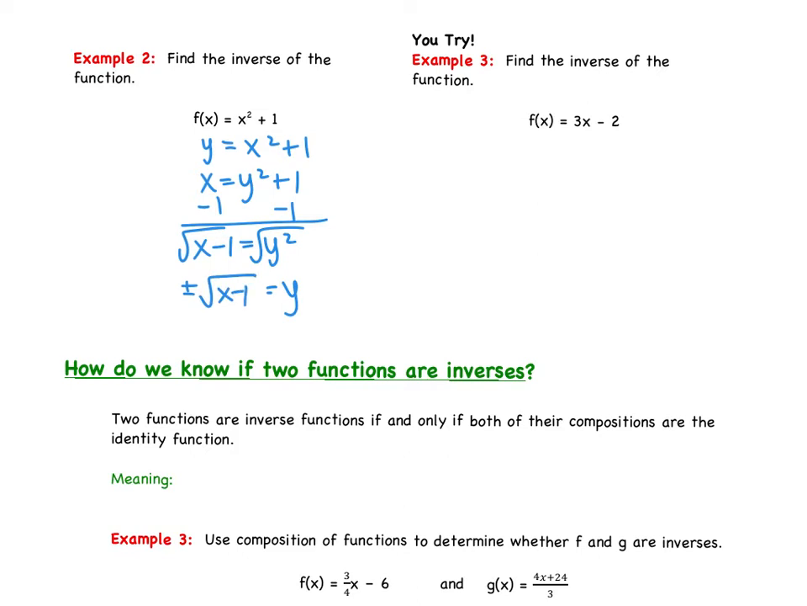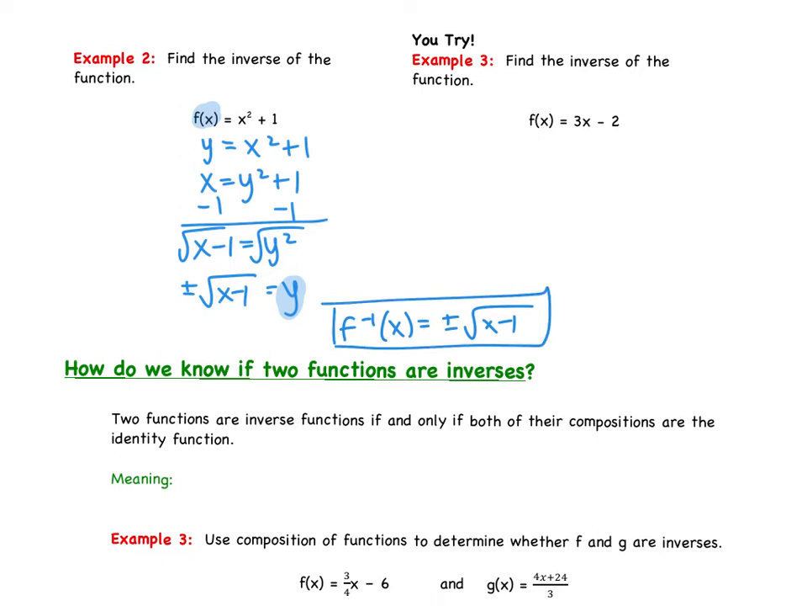We are not finished. Do not stop here. This y needs to be changed. We started with function notation, so our answer needs to be in function notation. The inverse then is equal to plus or minus the square root of x minus 1.